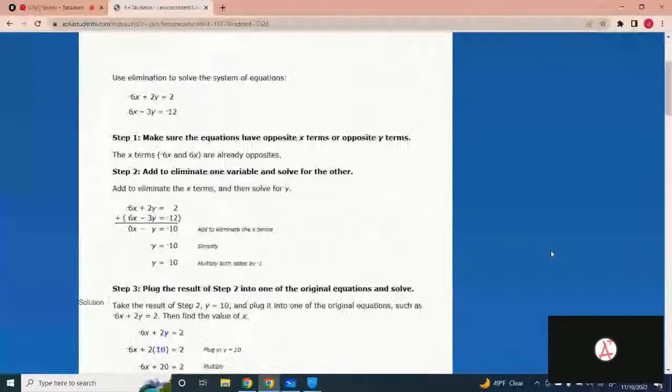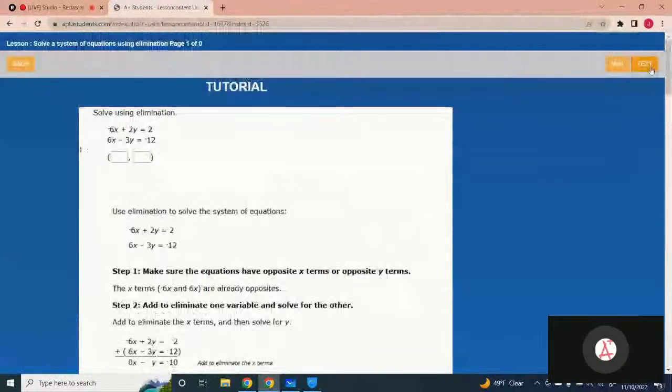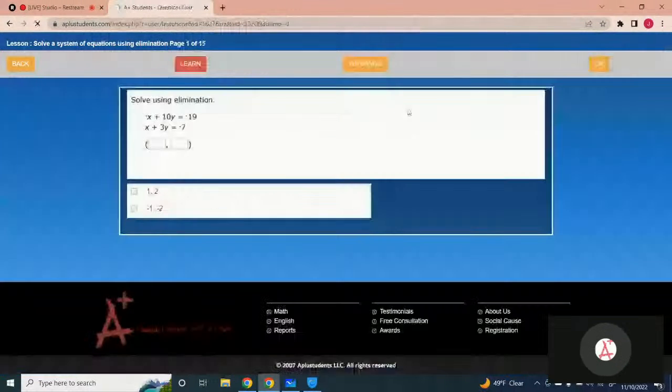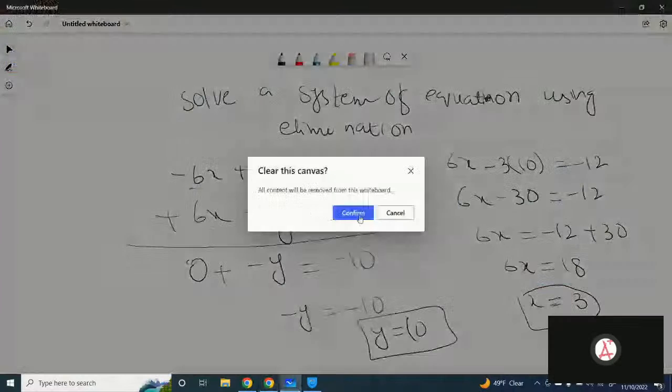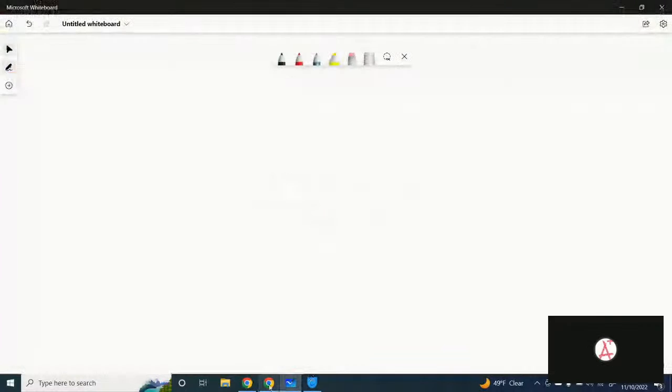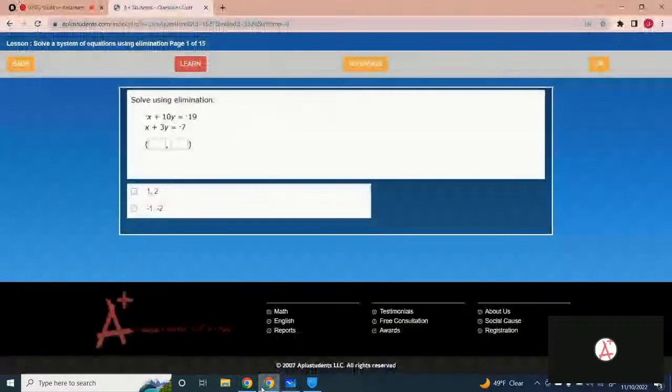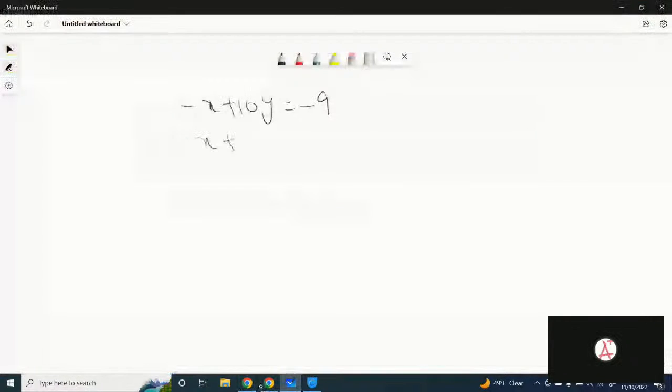Let's start with the practice questions. Okay, the equations are negative x plus 10y equals minus 9 and x plus 3y equals minus 7. Okay, just look at both the equations.